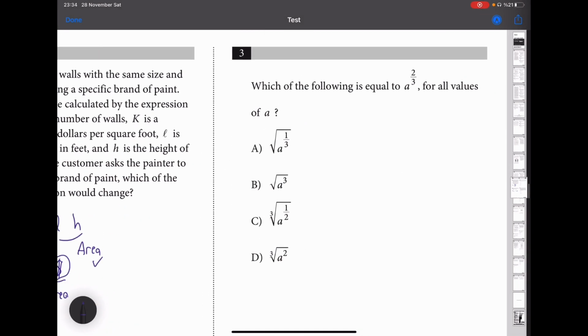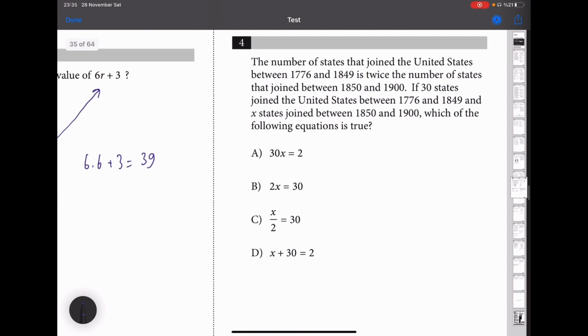Which of the following is equal to a to the 2 over 3 for all values of a? When we check the choices, we realize that all contain a root symbol. And we know that the denominator of the power is related with the root. So we need a third degree root. These are second degree, so these are not the answers. And we need a square in here, since the third root of a to the 2 is equal to a to the 2 over 3. So we need a square in here, so the answer is D.